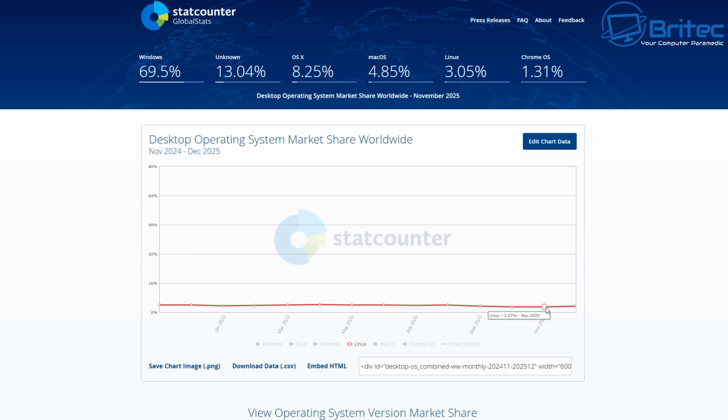And this is the way it's always been with Linux, and I've said this before. If there was huge amounts of people using this operating system, you would see major changes and major spikes in the stats, and it's just not happening.